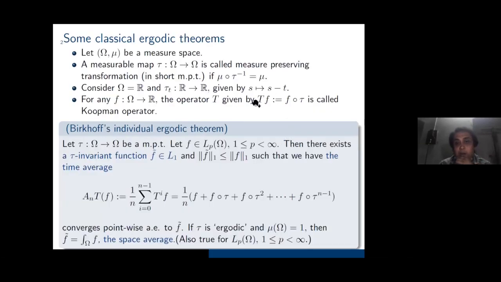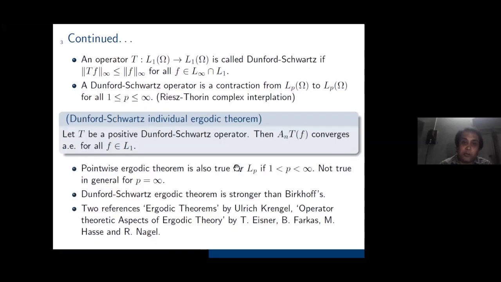you have this Koopman operator, because of the measure preserving property, this Koopman operator is an isometry for all p not equal to infinity, and for p equal to infinity it's actually a contraction, and T is positive, so it takes positive functions and sends them to positive functions. So these Koopman operators fall in the category of Dunford-Schwartz operators. So actually, the Dunford-Schwartz ergodic theorem is more general than Birkhoff's ergodic theorem.